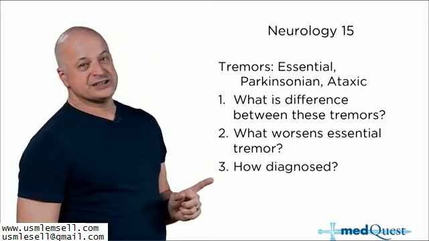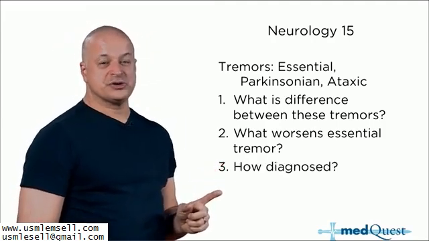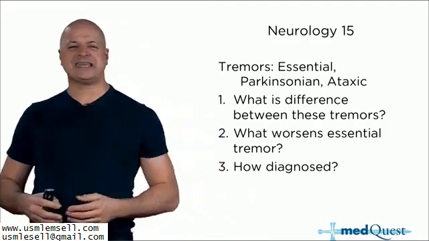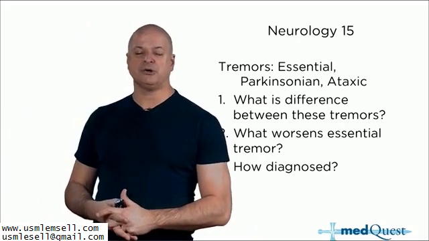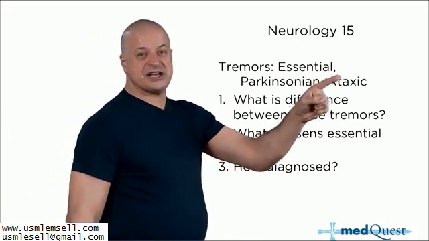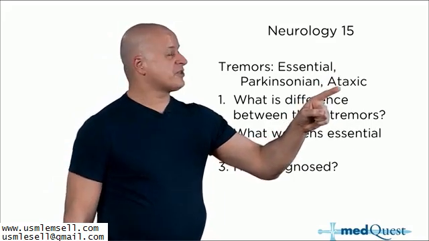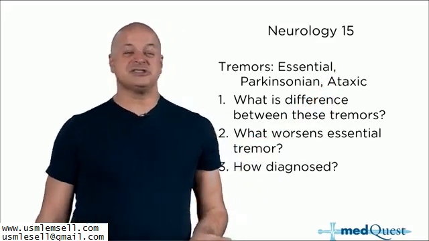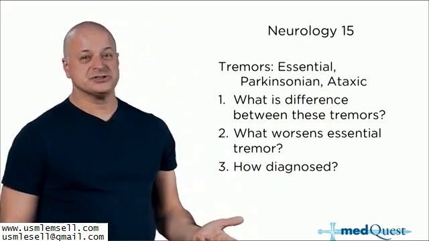There is no diagnostic test for essential tremor. There's no diagnostic test for Parkinsonism. Even for ataxia, we can scan the brain with an MRI and look at the posterior circulation and the brain stem. But most tremors are just diagnosed by having tremors.